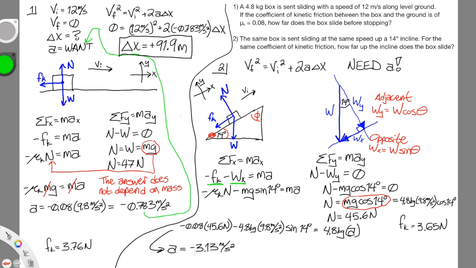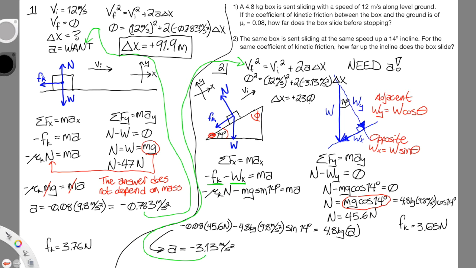This value for our acceleration, just like before, will come back up into our kinematics problem where we can finish things up. Our final velocity is 0. Our initial velocity is 12 meters per second squared plus 2 times our acceleration of negative 3.13 meters per second squared, all times delta x. And with a little bit of math, we get delta x of, again, positive 23.0 meters.